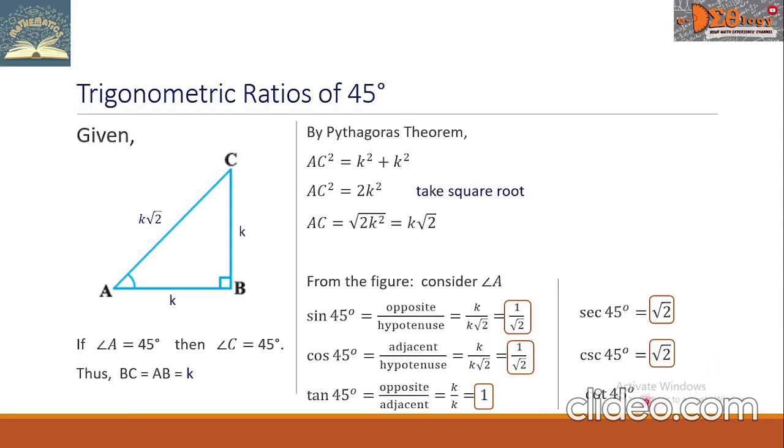Now, cotangent 45 degrees. Cotangent is the reciprocal of tangent. Tangent 45 degrees equals 1. So the reciprocal of 1 is 1 also. This is our cotangent 45 degrees. So we have now here the values of trigonometric ratios of 45 degrees.